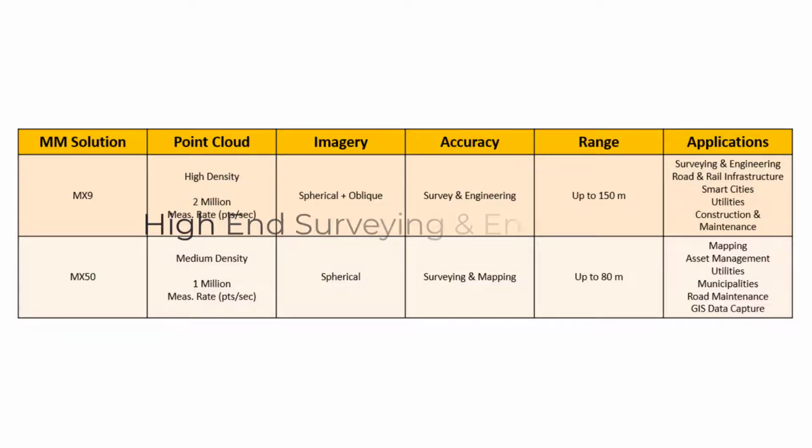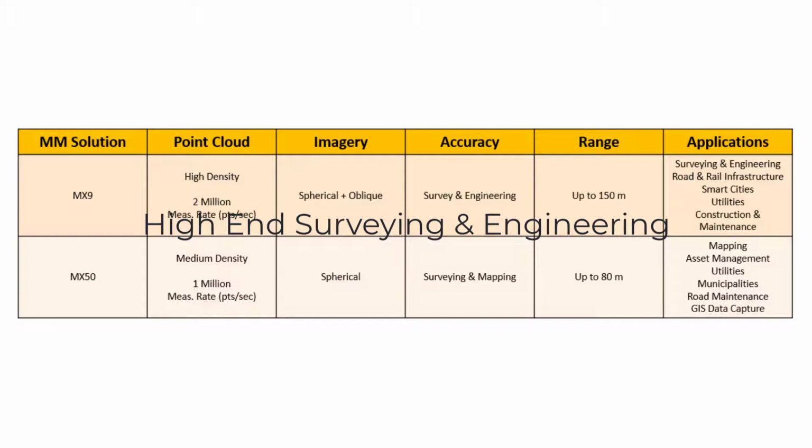With the MX50 system, we've got a medium density point cloud with a max scan rate of 1 million points per second. We do have the Ladybug spherical camera just as we did on the MX9, but we don't have those oblique cameras or those planar cameras. This system fits well within, I would say, the surveying and mapping field, and we have a hard cutoff range of up to 80 meters on that system.